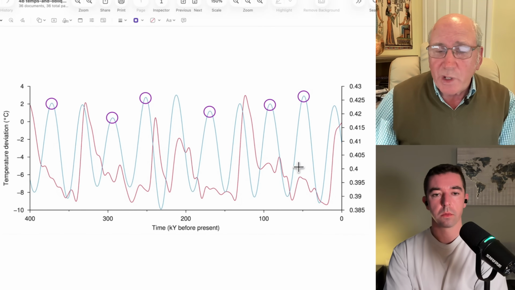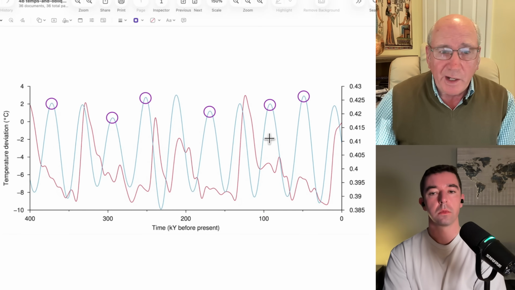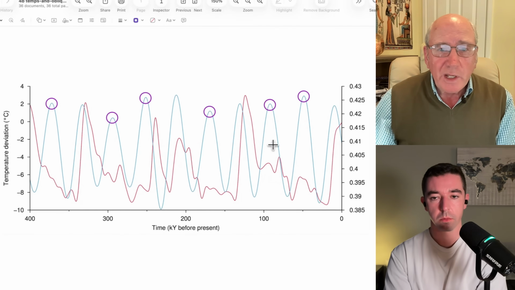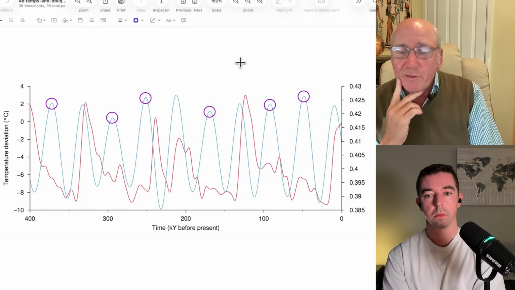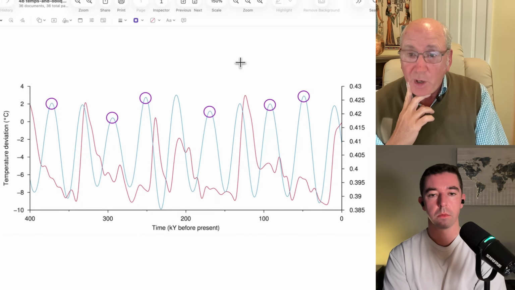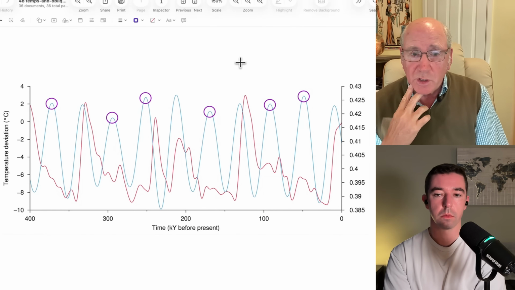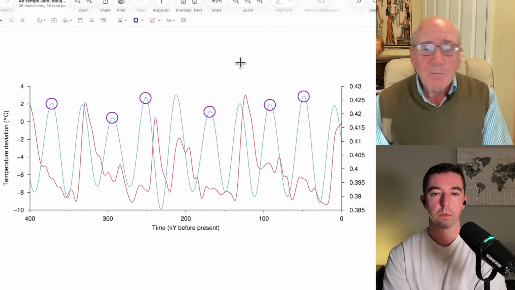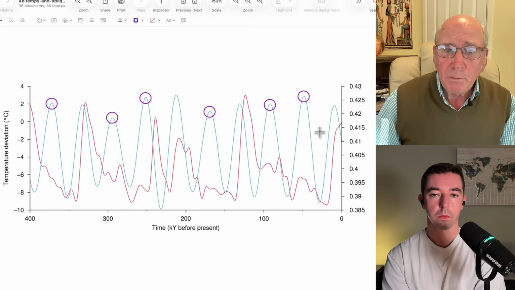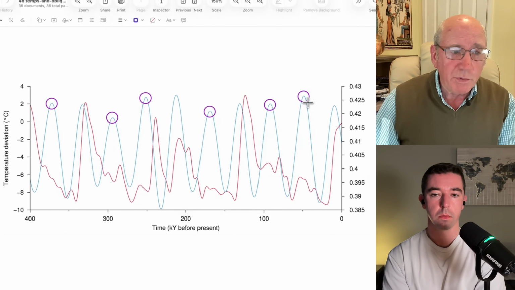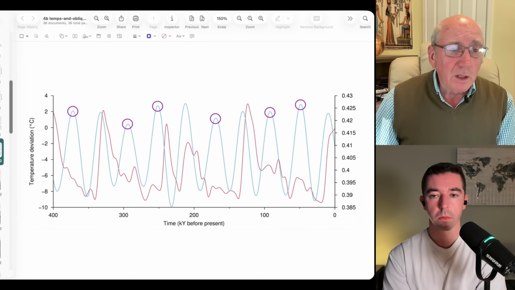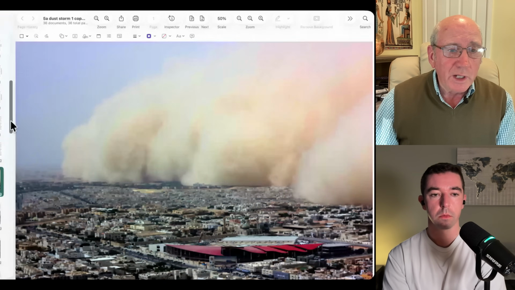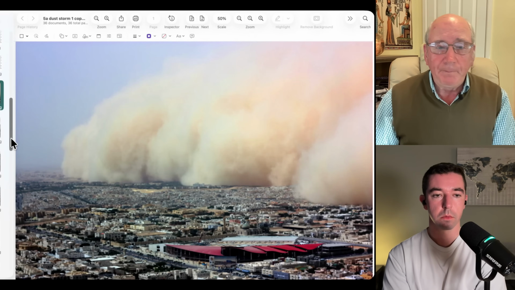And so sometimes we get no temperature response, like here and here. So even if you want to have obliquity as being the primary orbital forcing agent, you still need to explain why we have these missing maxima with no temperature response. The answer, as we've hinted before, is dust.